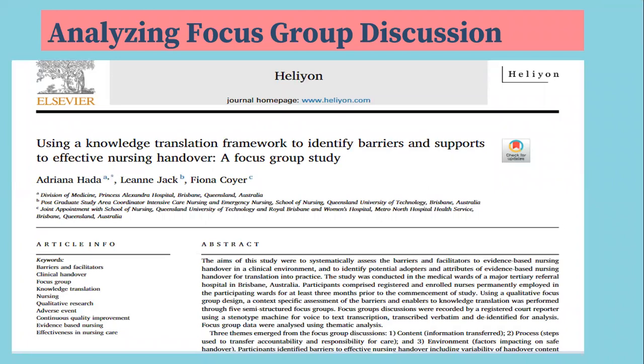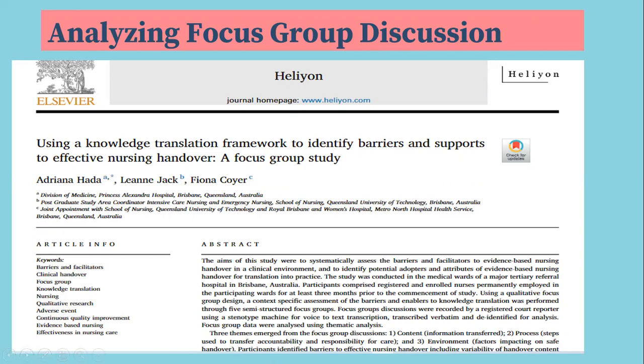And this is an example of analyzing. The first is analyzing focus group discussion. I got it from Heliyon Journal. The title is Using a Knowledge Translation Framework to Identify Barriers and Supports to Effective Nursing Handover, a focus group study.